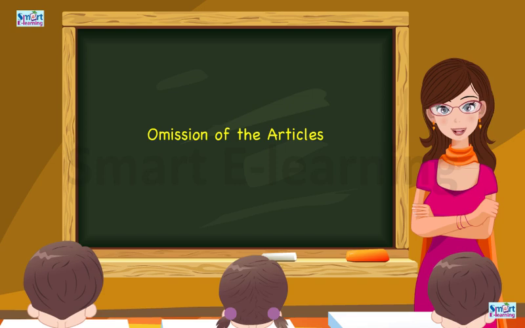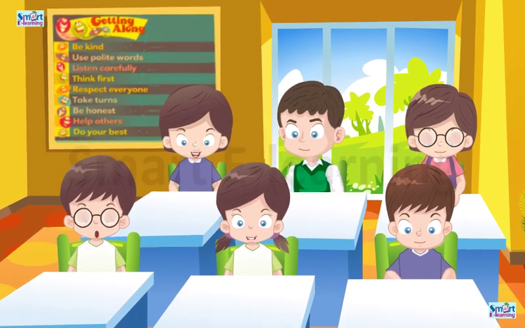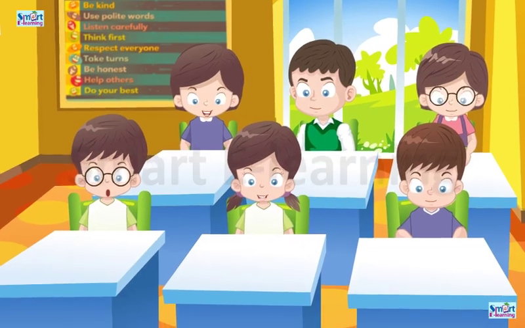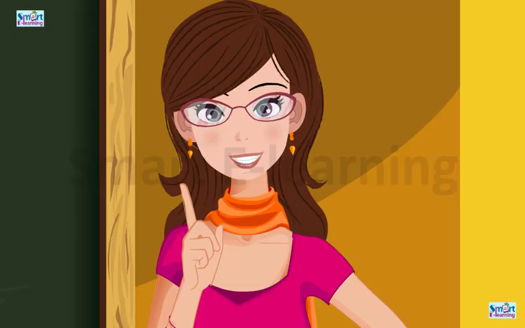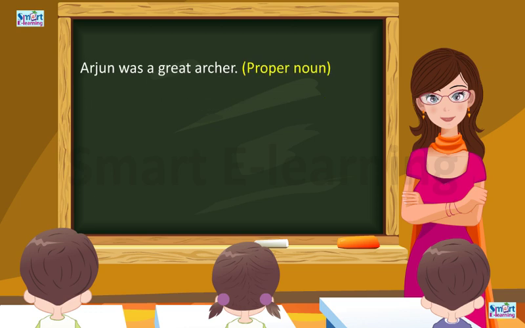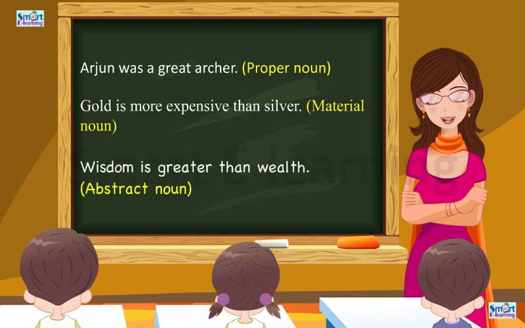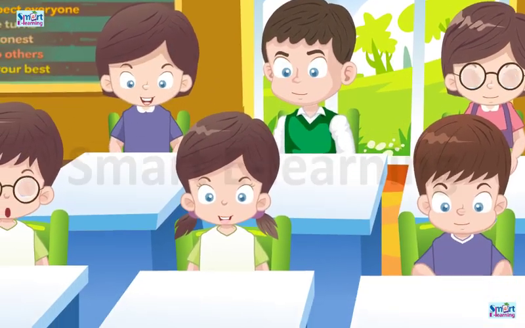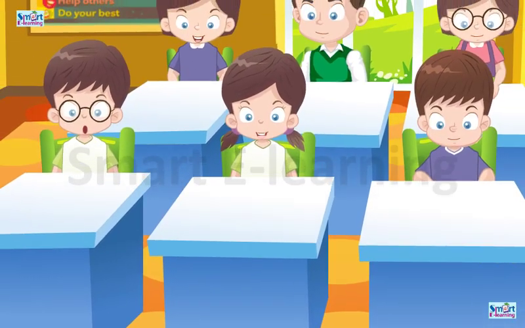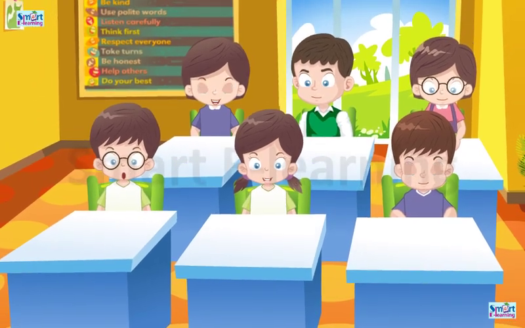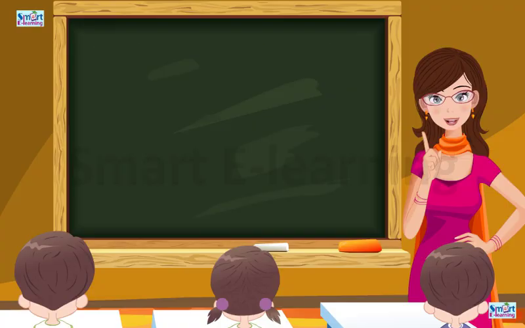Omission of the articles. No article is used in the following situations. Before proper noun, material noun and abstract noun. Arjun was a great archer. Proper noun. Gold is more expensive than silver. Material noun. Wisdom is greater than wealth. Abstract noun.